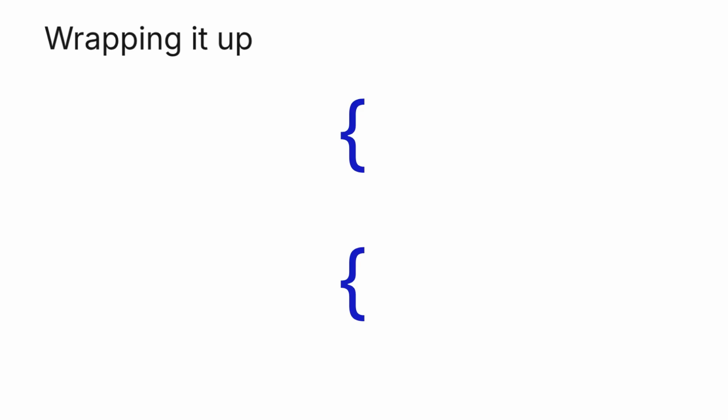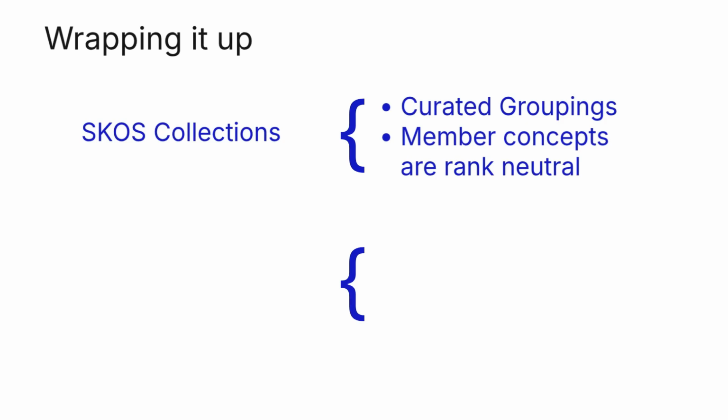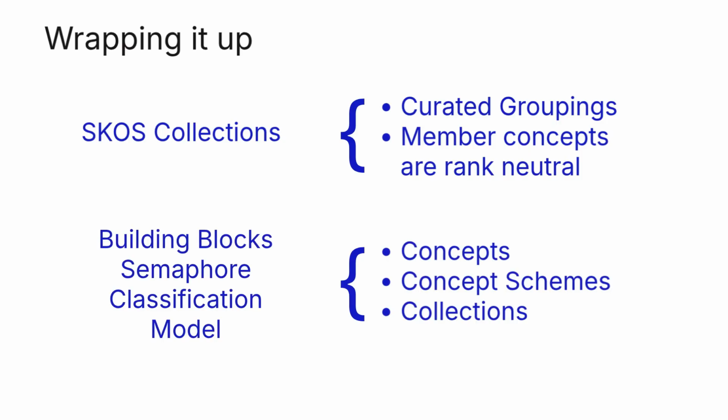In this video, we have learned how to use SKOS Collections to organize concepts into curated groupings. The concepts in such groupings remain rank neutral. We also learned the building blocks of a Semaphore classification model. These are concepts, concept schemes, and collections.